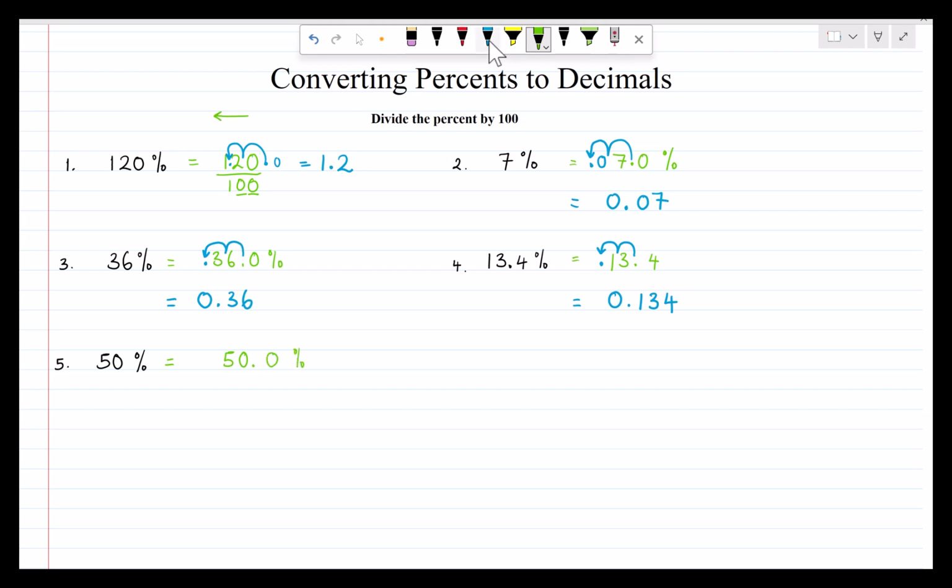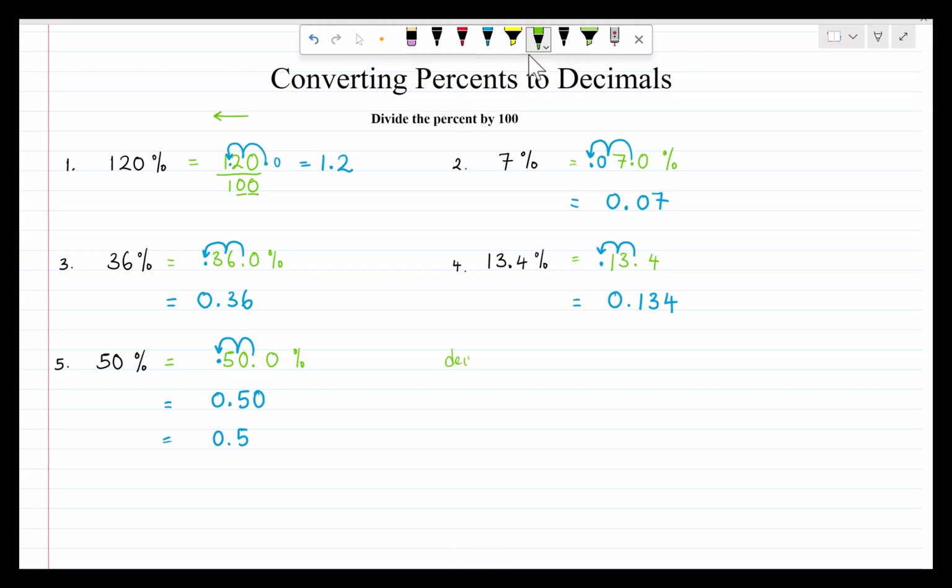Lastly, number 5, we have 50%, which can be rewritten as 50.0%. And moving our decimal point twice towards the left, we have 1, 2, and this is where we will be having our decimal point, giving us our final answer as 0.50, or you can just leave it as 0.5, which is still the same. So that is how you convert a percentage to a decimal.